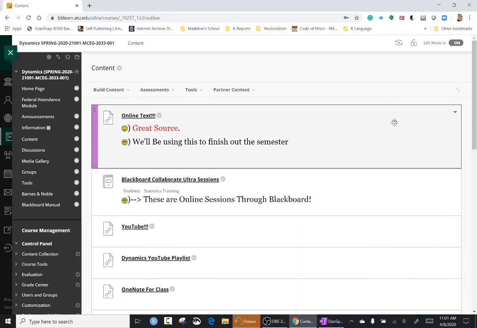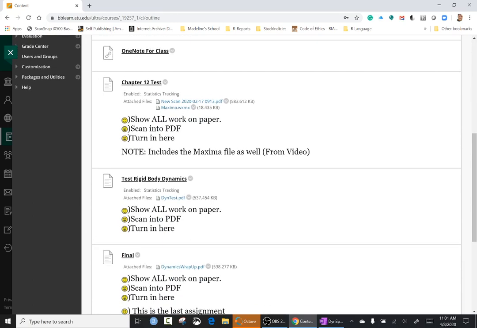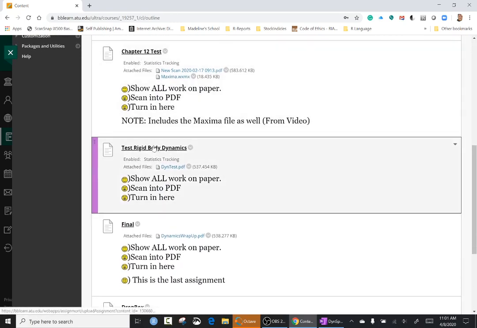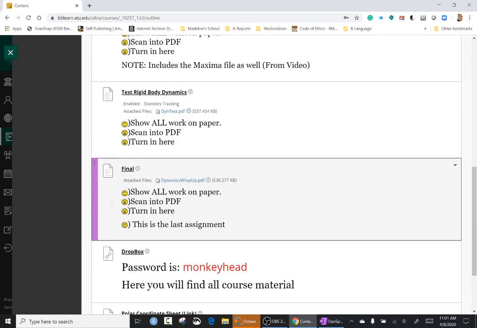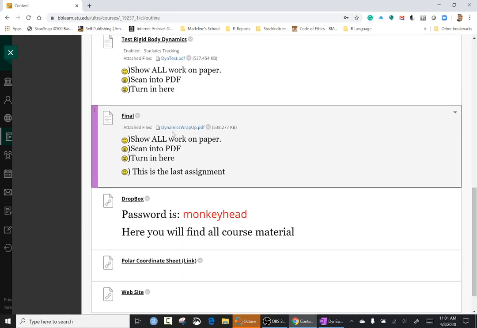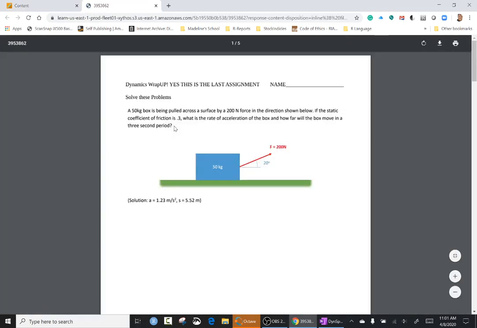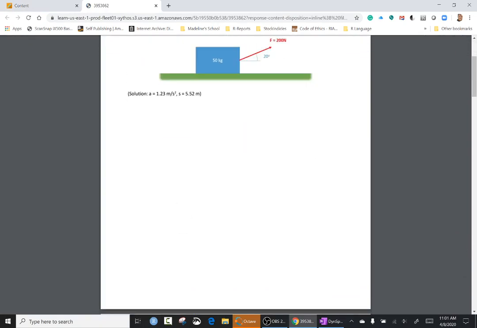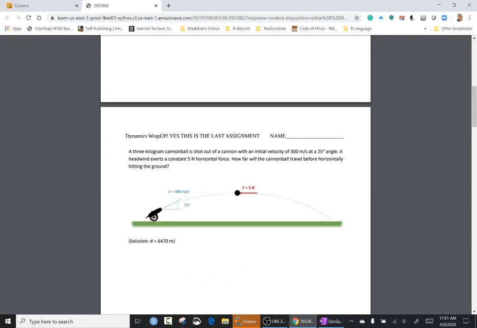Let's look directly at chapter 12, the rigid body, and we have a thing called dynamics wrap-up, and I'm listing it as the final. It covers F is equal to MA. It covers, that's what that is too.